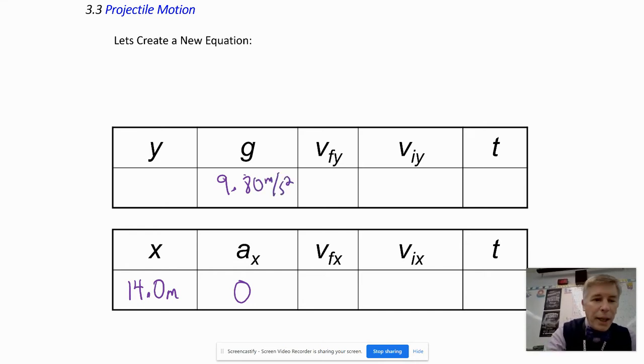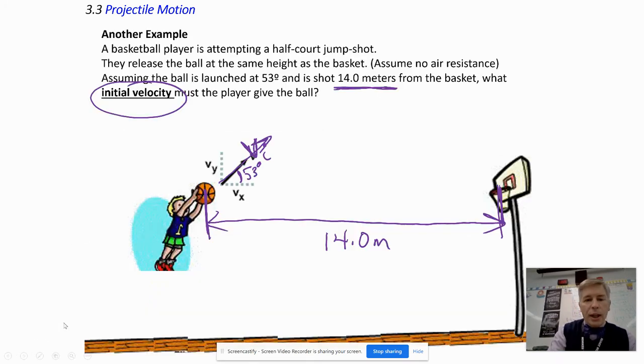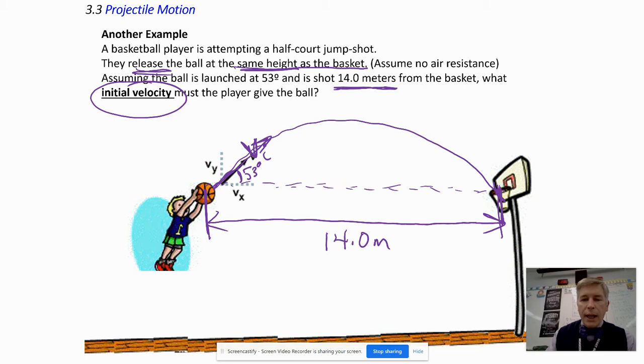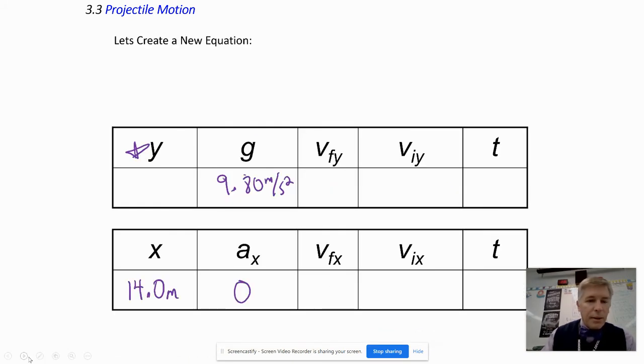Here's the one that you might not realize. In this particular problem, they are releasing the ball at the same height as the basket. So in other words, if I were to draw a little dotted line, this is being released here, it's traveling through the air, and boom, it's going right in. That is actually very important because what that means is that your y is 0.